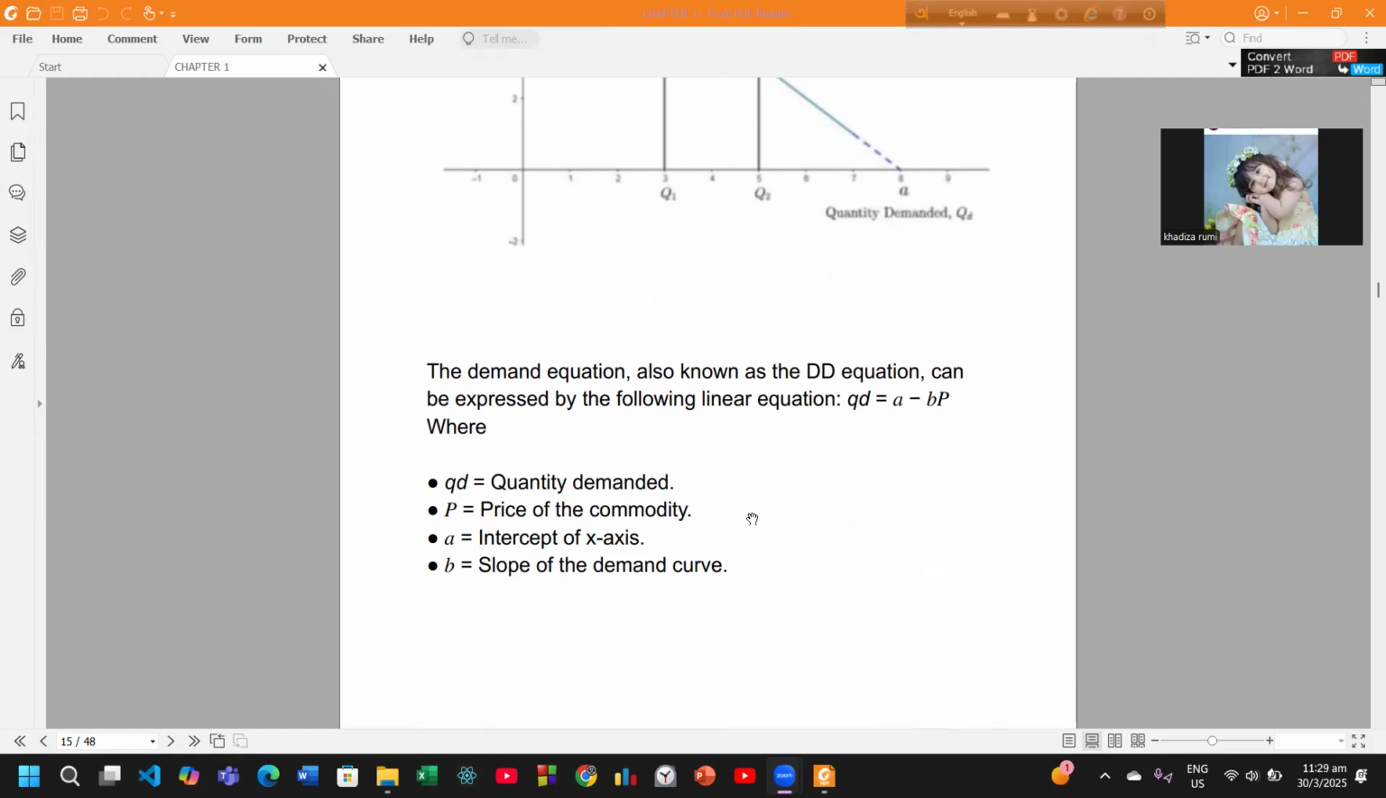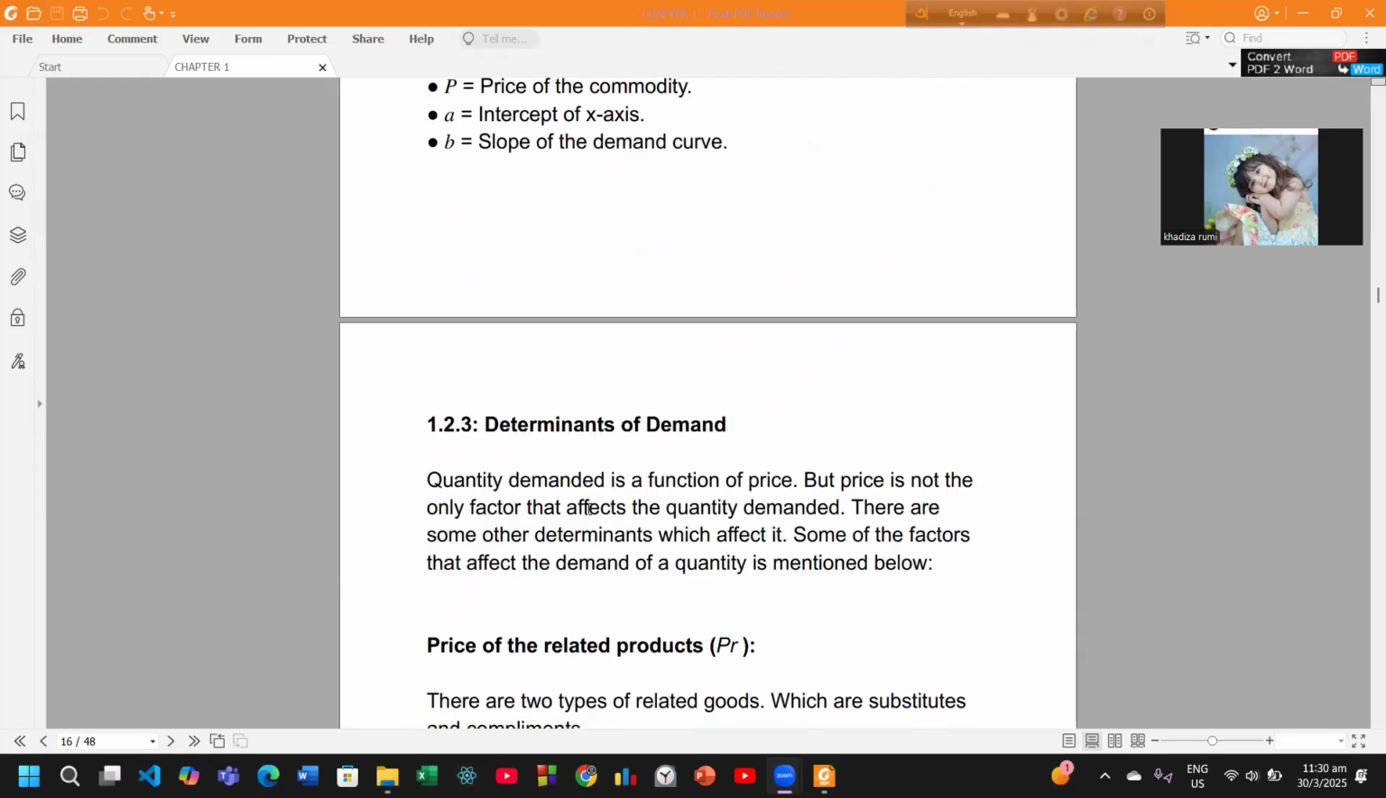The demand equation, also known as the demand function, can be expressed by the following linear equation: Qd = a - bP, where Qd is the quantity demanded, a is the intercept on the x-axis, b is the slope of the demand curve, and P is the price of the commodity.